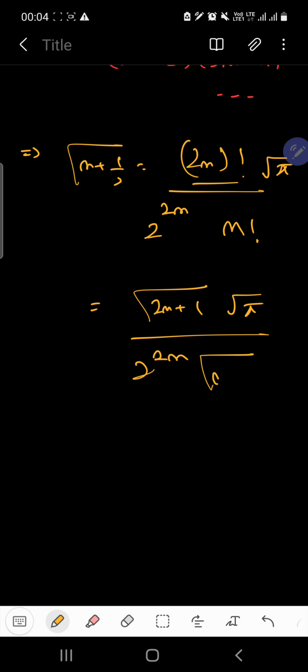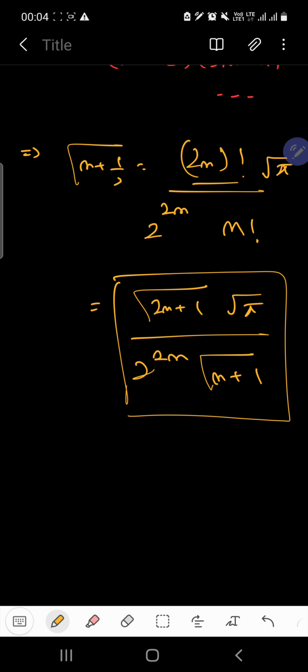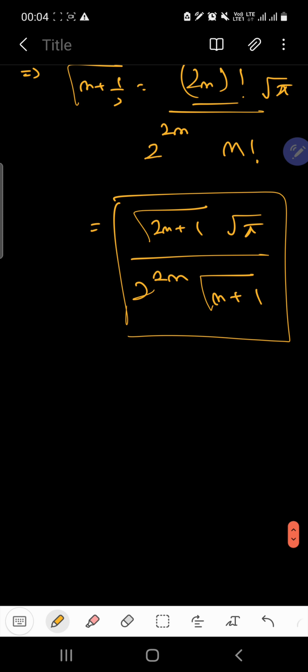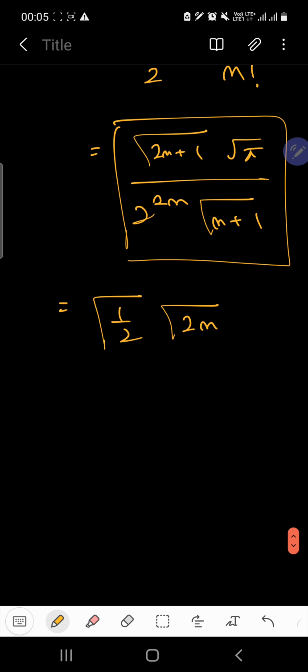And here what do you have? Gamma of n plus 1. That is your final answer. Clear? Now this thing can be written as gamma half. You separate a root pi over 2 outside, plus you have a gamma of 2n.